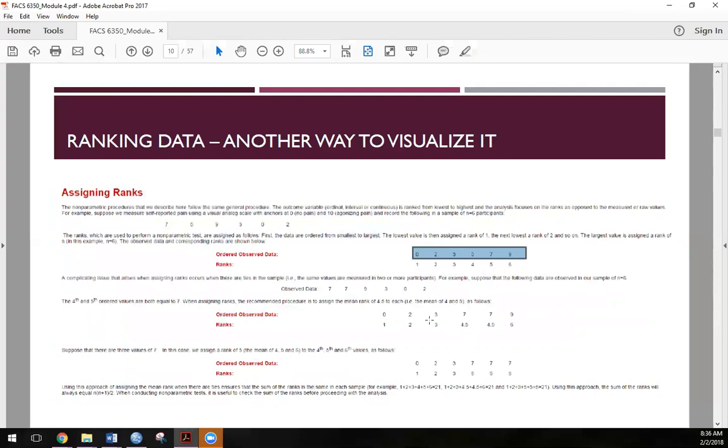So you can see how this could get really complicated if you had 300 participants and you were having to write out by hand and rank all of those?